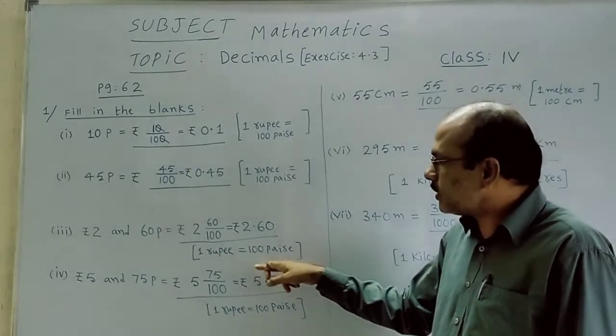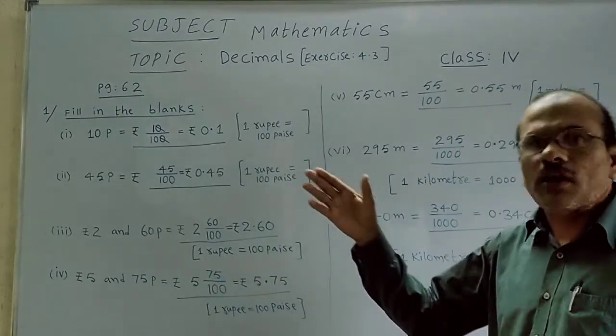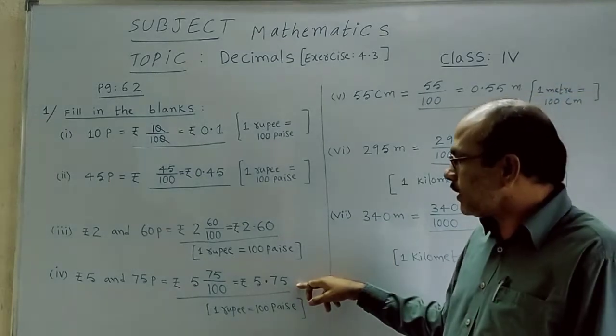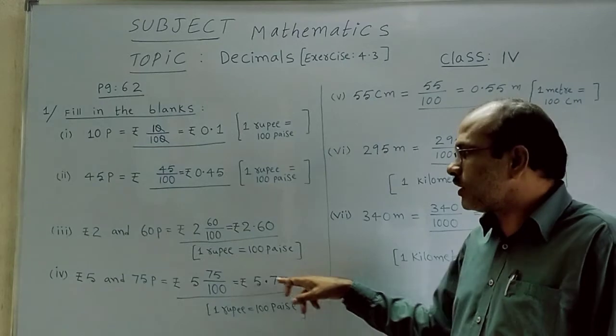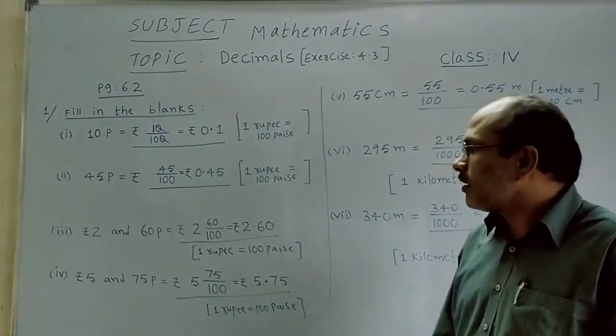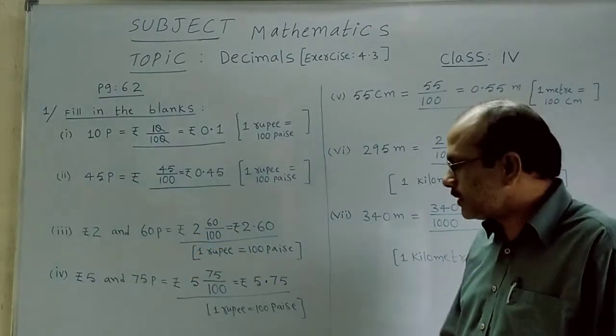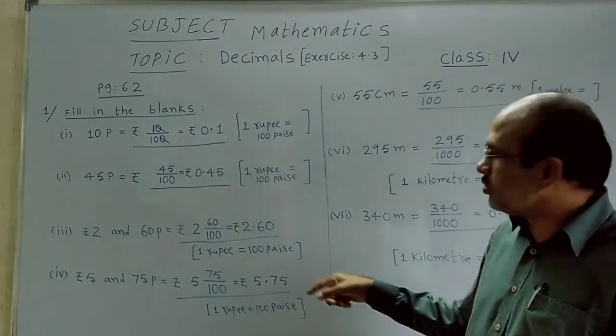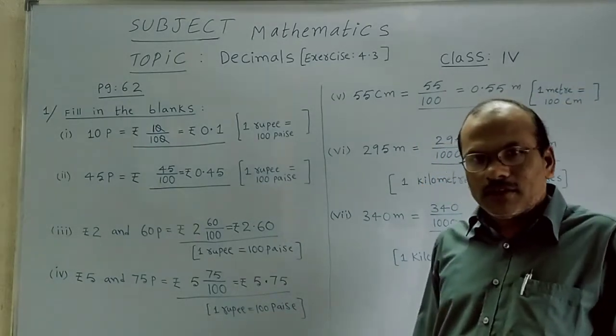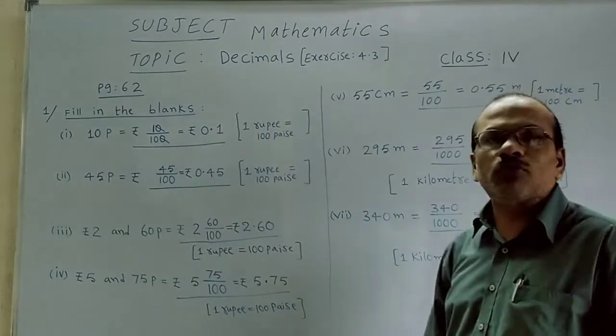Of course, the starting part, 5 rupees, is already written by us. Now, finally, 5 rupees and 75 paise for us. That is equal to 5 rupees and 75 paise. Now, the knowledge that 1 rupee is equal to 100 paise we have used to complete this answer. Children, did you understand the method of doing this?